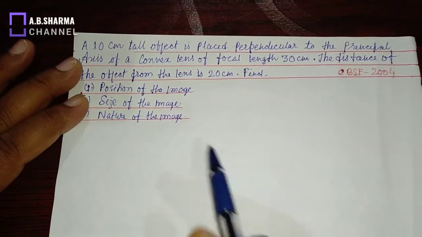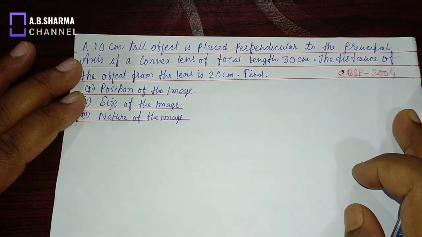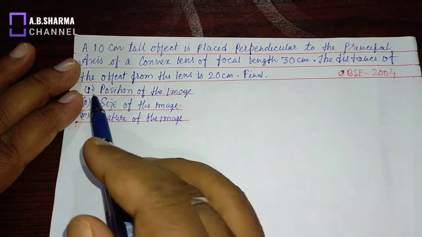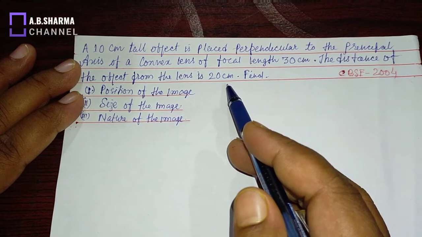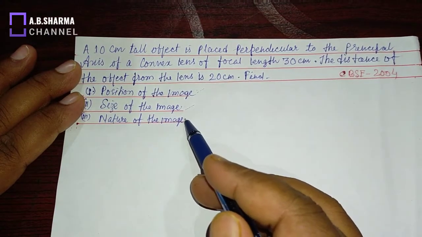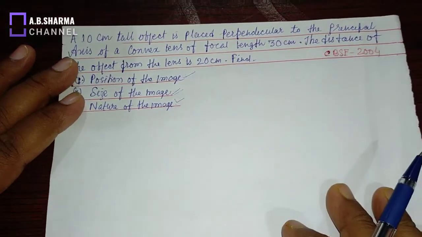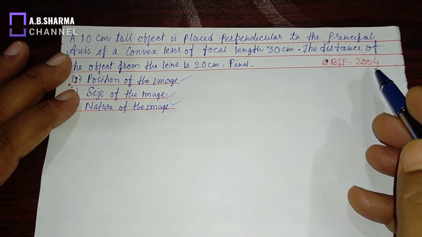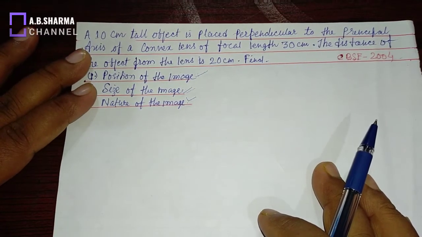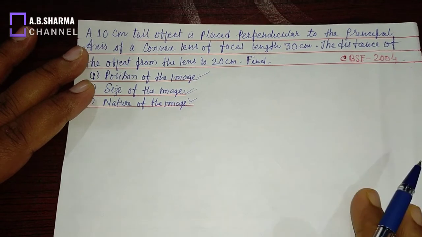The next question is that a 10 centimeter tall object is placed perpendicular to the principal axis of a convex lens of focal length 30 centimeter. The distance of the object from the lens is 20 centimeter. Find position of the image, size of the image, and nature of the image. These three questions we have to solve, and this question is asked in CBSE 2004. Very important question. So first try to solve this question by yourself. First pause the video and try to solve this question.